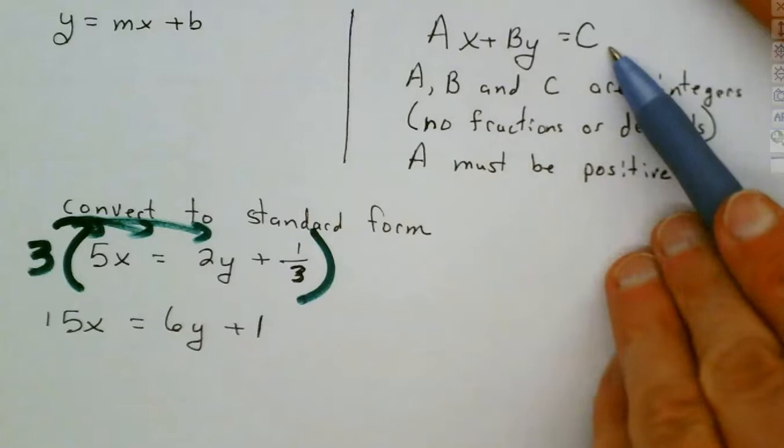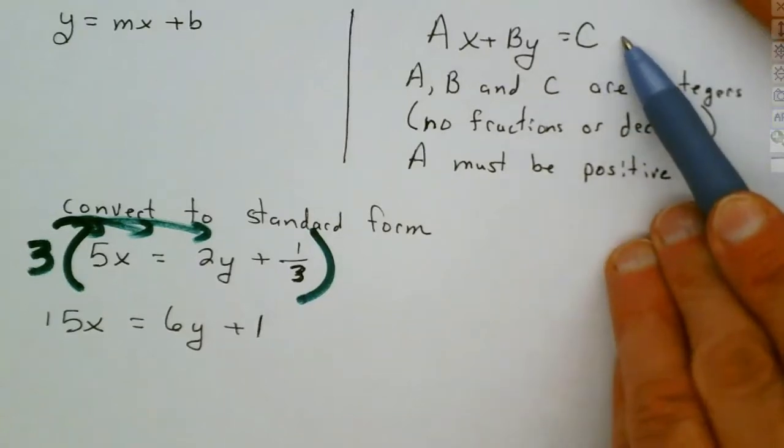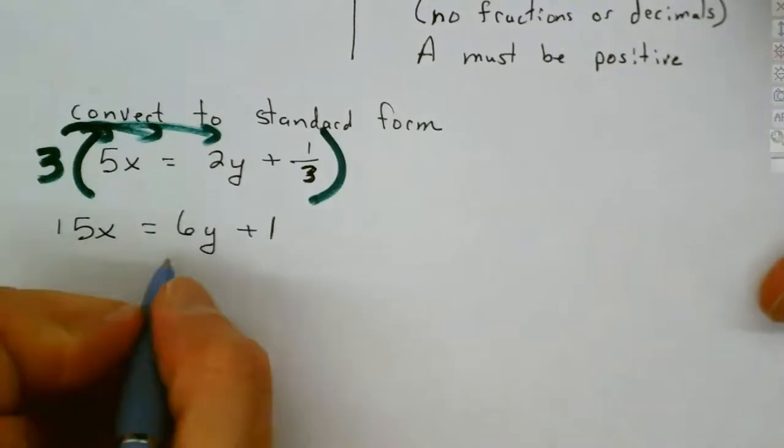It needs to look like this. All right, so it needs to look like this. AX plus BY equals C. So I need to move things around. So let's move that 6Y over.